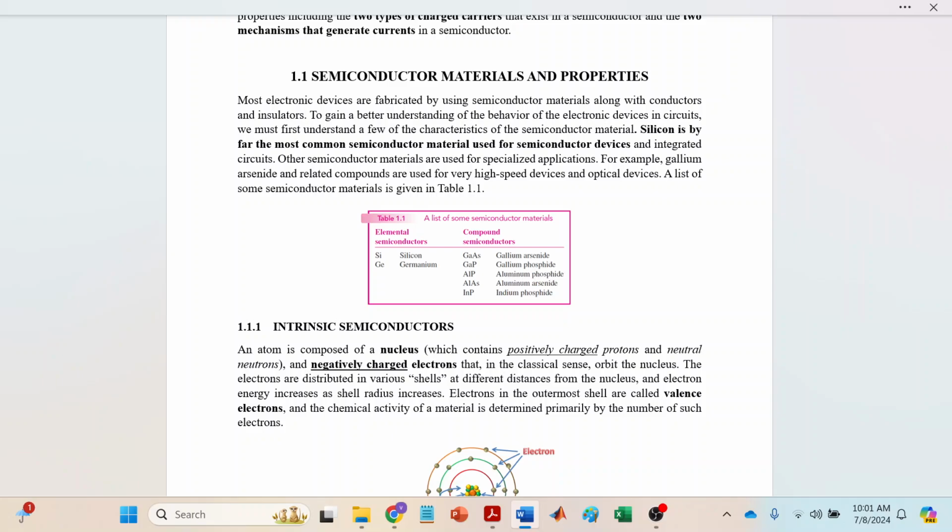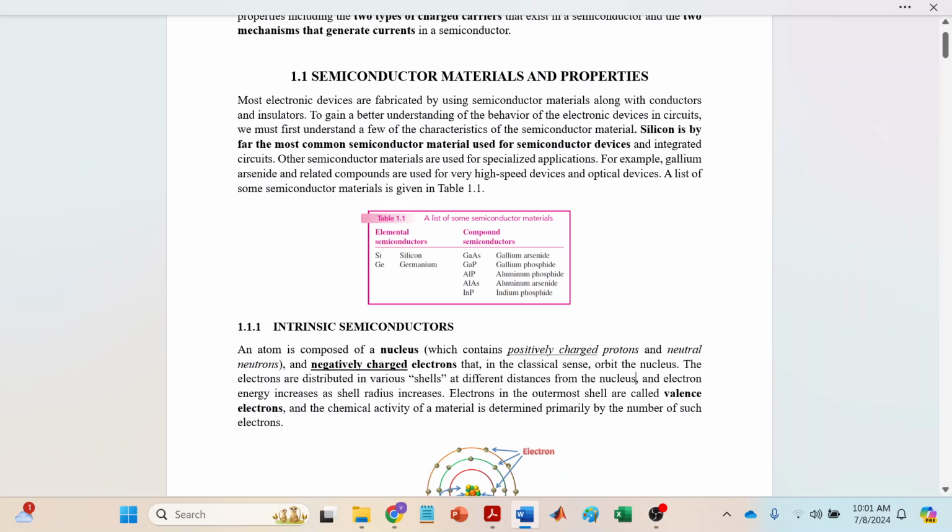So we're going to start with semiconductor materials. The major semiconductor material that is being used in electronic circuits is silicon. Silicon is by far the most popular and the most common. There are other types of semiconductor materials like gallium arsenide and gallium phosphide, but the most common is silicon, and it is the silicon semiconductor material we are going to be discussing for this class.